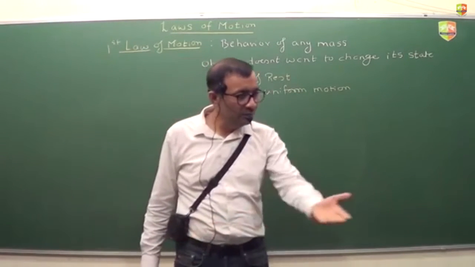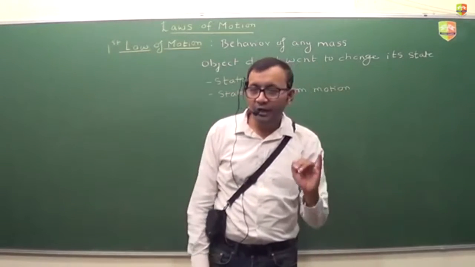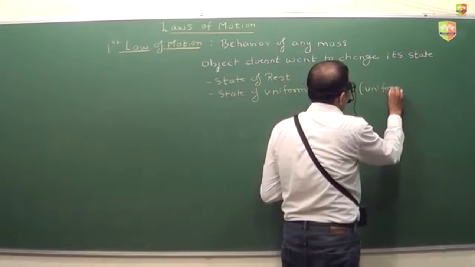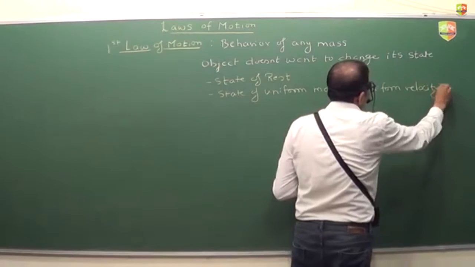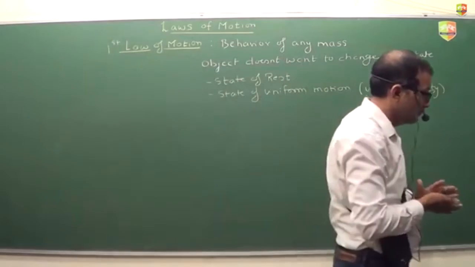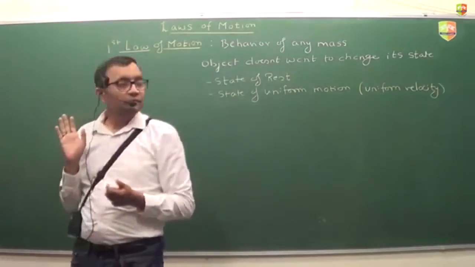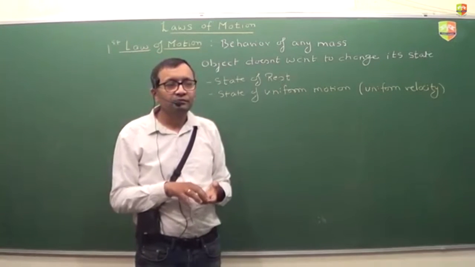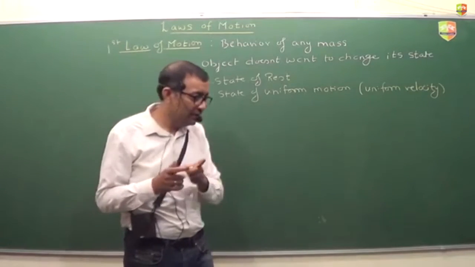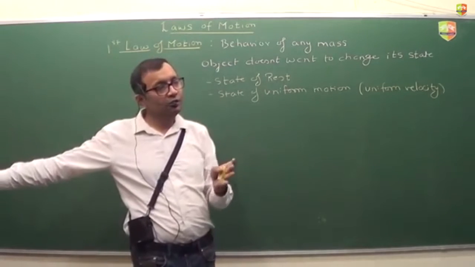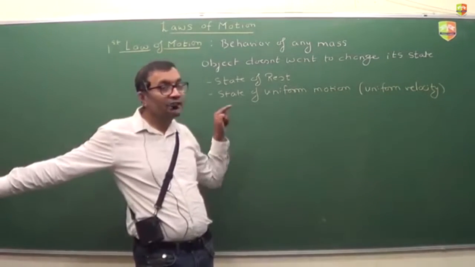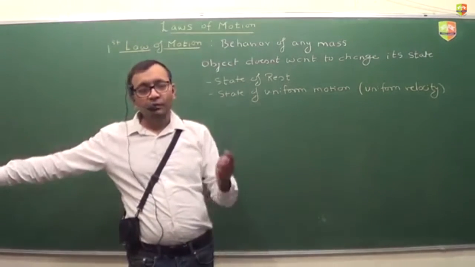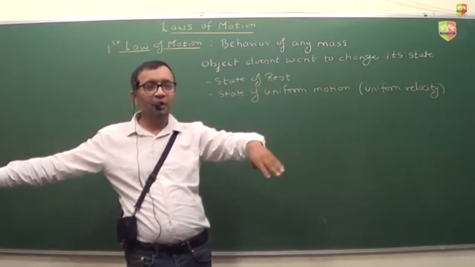And if the object is moving with a uniform velocity, uniform motion means uniform velocity. Not even the direction is changing. Direction and magnitude should be constant. Write down. So, if the object is at rest or moving with a uniform velocity, give me an example of uniform velocity. Motion in a straight line, direction unchanged and constant speed. Constant speed motion in a straight line is a uniform velocity. So, if an object is moving in a straight line with a uniform velocity, then you don't need to make any effort for that object to continue doing so. Why? Because that's what the object wants to do.